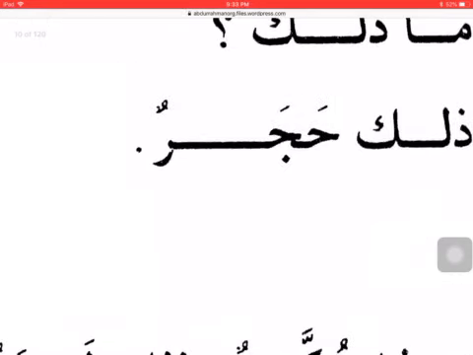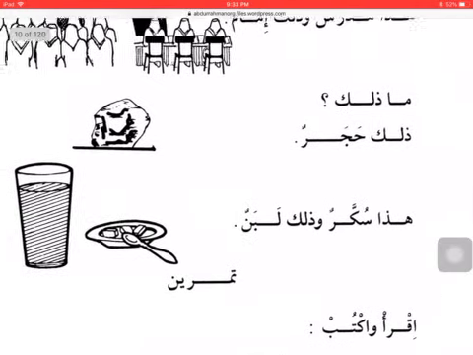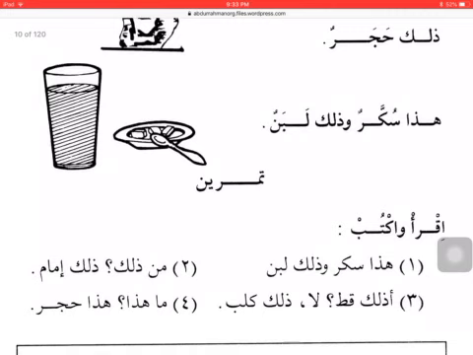حجر, that is a stone, that is a rock. A rock because of tanween. And then the last sentence, هذا سكر وذلك لبن.